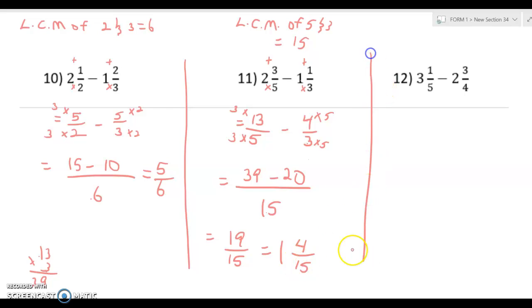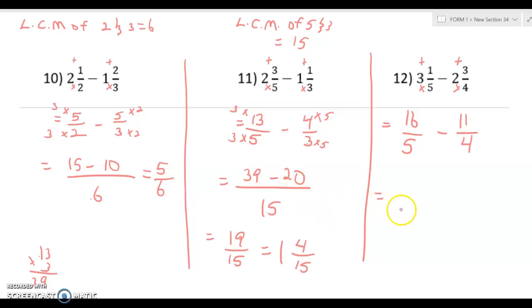And then my last question, 3 and 1/5 take away 2 and 3/4. So now change it to improper fractions. 3 by 5 is 15 plus 1, 16/5. Take away 2 and 3/4 as an improper fraction. 2 by 4 is 8 plus 3, 11/4. Now we would have looked at LCM of 5 and 4 from before. So this should be a little bit easy for you, alright?